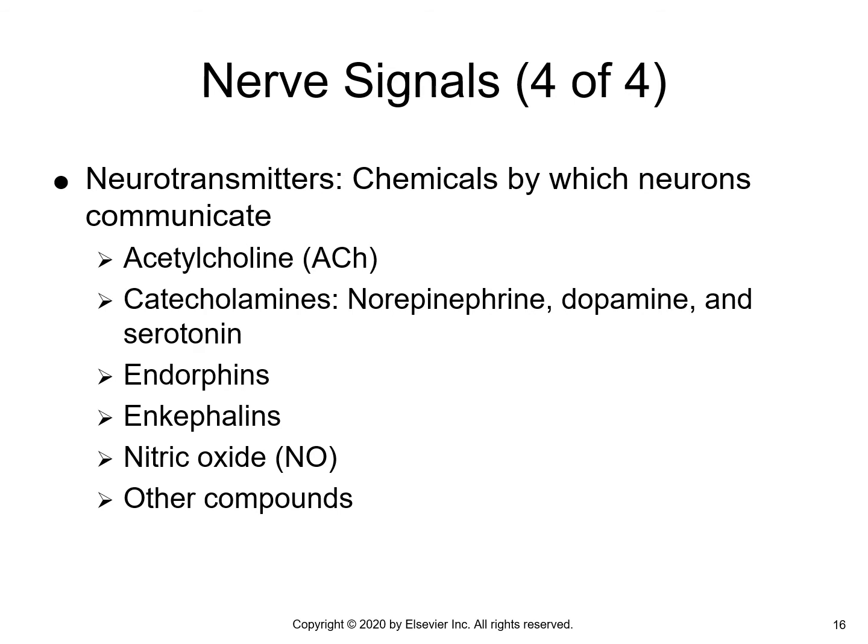Last of the nerve signals, neurotransmitters are chemicals by which neurons communicate. Acetylcholine, catecholamines, norepinephrine, dopamine, and serotonin. These catecholamines: norepinephrine is a CNS stimulant. Dopamine is a natural neurotransmitter in the brain that keeps your blood pressure up. It's a stimulant. And serotonin is a relaxing chemical in the brain. And enkephalins, nitric oxide, and other compounds.